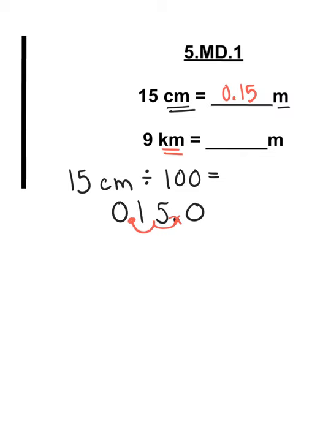Now when I convert from kilometers to meters, I'm moving from a bigger unit of measurement to a smaller one. Horse to fly, multiply. So kilometers are bigger than meters, so I need to multiply 9 times 1,000 meters in a kilometer. So that's 9,000 meters.